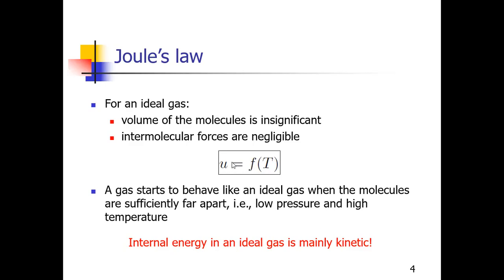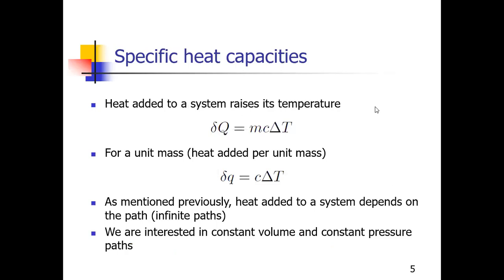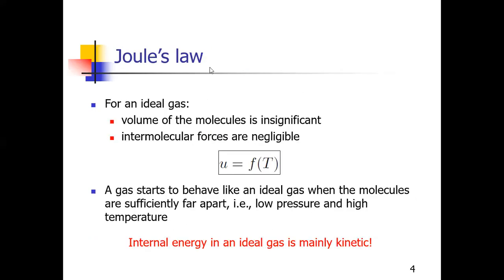So in an ideal gas, the internal energy of the gas is mainly kinetic, and it's a function of temperature. Please let me know if you have any question. Otherwise, I'm moving on. So this is called Joule's law. Joule's law says that in an ideal gas, your internal energy is a function of temperature. Please let me know if you have any question. Otherwise, I will move on.